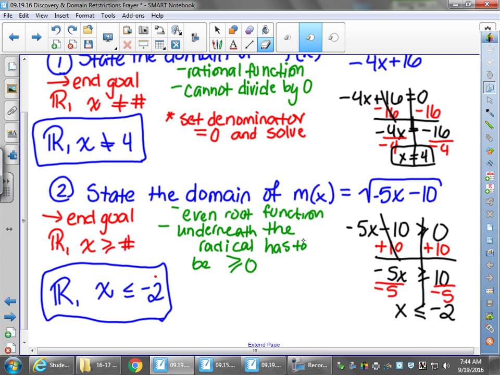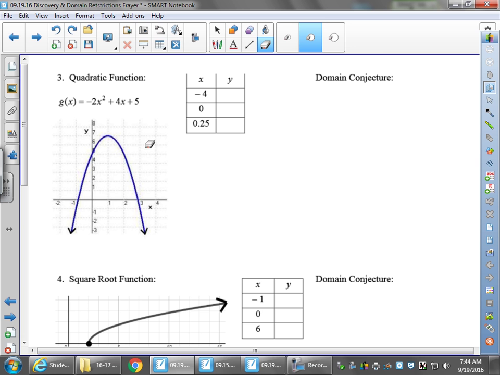So let's keep this out because we're going to reference the warm-up in a second, but let's look at the back of your discovery activity. Can you help me make sure we're all on the same page with what you got for values? When x is negative 4, what'd you get? Negative 13.